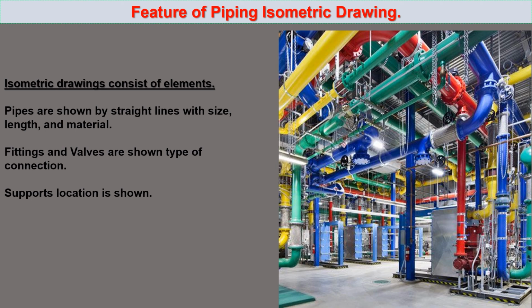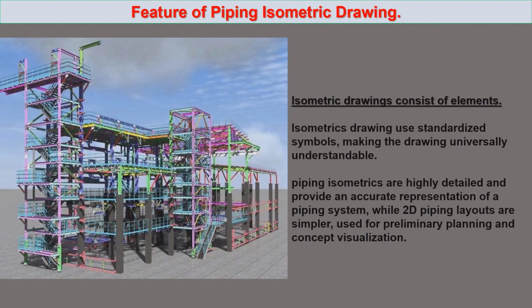Isometric drawings consist of elements. Pipes are shown by straight lines with size, length, and material. Fittings and valves are shown. Type of connection and support location are shown. Isometric drawings use standardized symbols, making the drawing universally understandable.